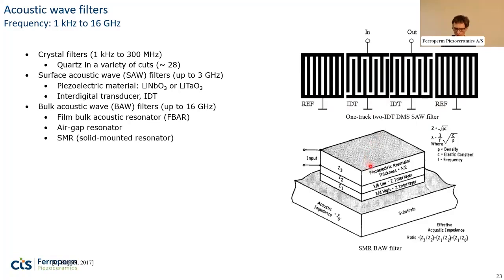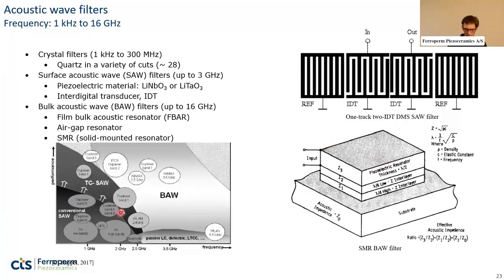This is one example of how this bulk acoustic wave filter may look in the case of this solid mounted resonator. So you see that there are 3 layers here with different acoustic impedances, and then the objective here is to really get the right thicknesses so that you can have a good transmission at very specific frequencies and filtering out the undesired frequencies.